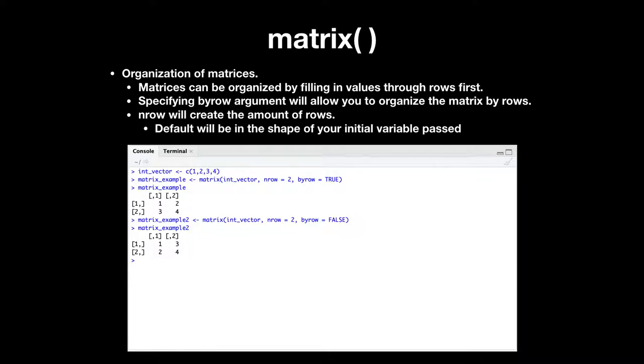Just to emphasize what was done in the previous lecture, we're going to go ahead and try to organize the matrices as well. So you can organize matrices by filling in values through rows first. So you'll see in the first row, you see 1 and 2, followed by the next row, 3 and 4. nrow will create the amount of rows for you. The default will be the shape of your initial variable passed. So that's pretty self-explanatory. If you have any questions, go ahead and play around in RStudio and get a good understanding as to how it passes these arguments and how your data is shaped.